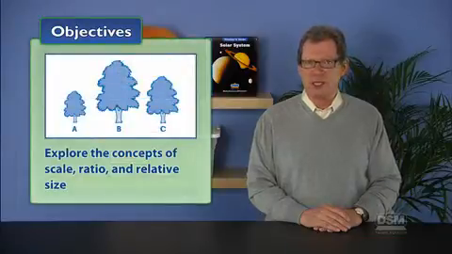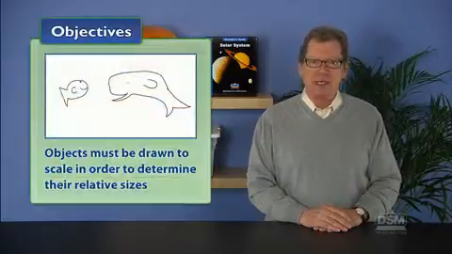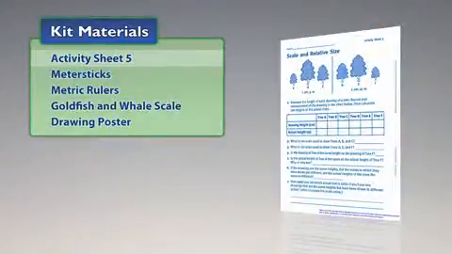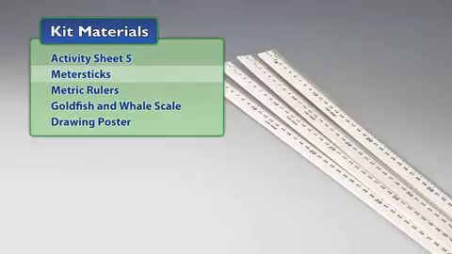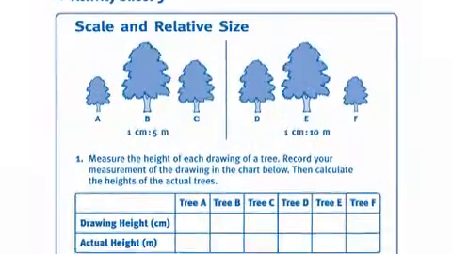In Activity 5, Scale and Relative Size, students first explore the concepts of scale, ratio, and relative size, and learn about the relationships among metric units of measure. Students then discover that drawings of objects must be made to the same scale in order to determine their relative sizes. You'll need the following materials from the kit: Activity Sheet 5, meter sticks, metric rulers, and the goldfish and whale scale drawing poster. To prepare for the activity, make a copy of Activity Sheet 5 for each student.